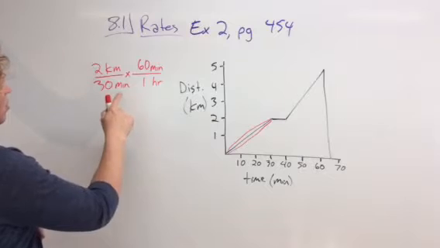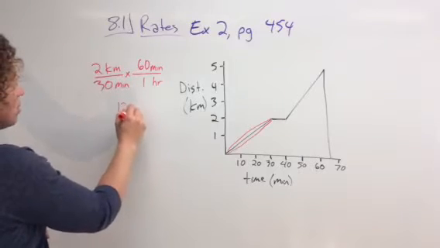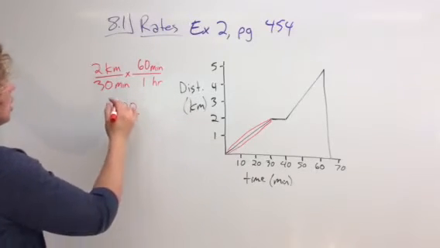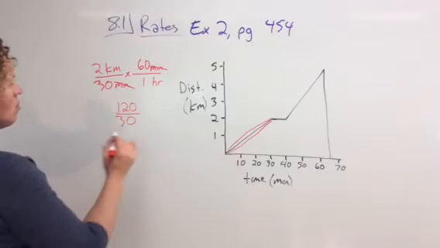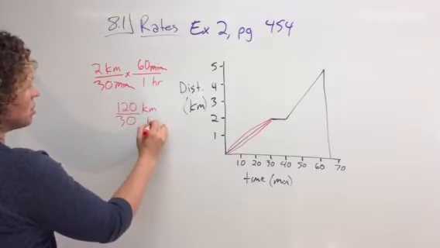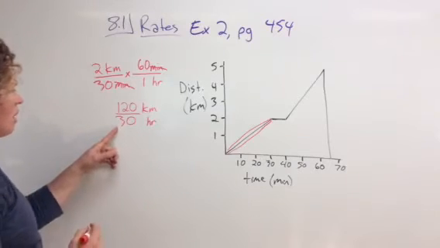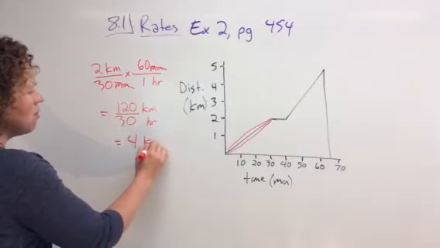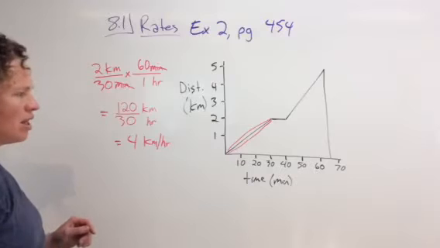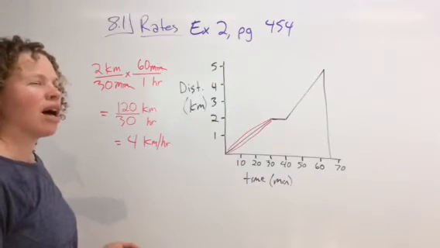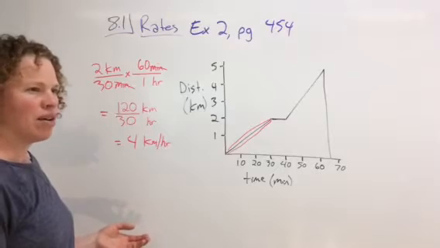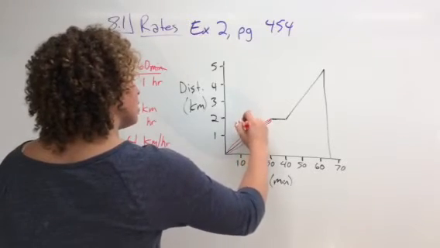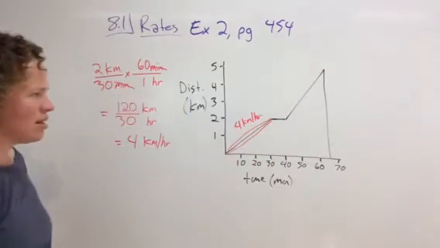I can simplify this by going 2 times 60 is 120 over 30, because that's 30 times 1 on the bottom. I've gotten rid of my minutes because they're on the top and bottom, which means my units will be kilometers over hours. 120 divided by 30 gives me 4. So this means that for that part of the graph, he was going 4 kilometers an hour. If you think about it logically, 30 minutes is half of an hour. If he was going 4 kilometers an hour, half of 4 is 2. So it works. So I'm just going to write 4 kilometers per hour along that section of the graph.